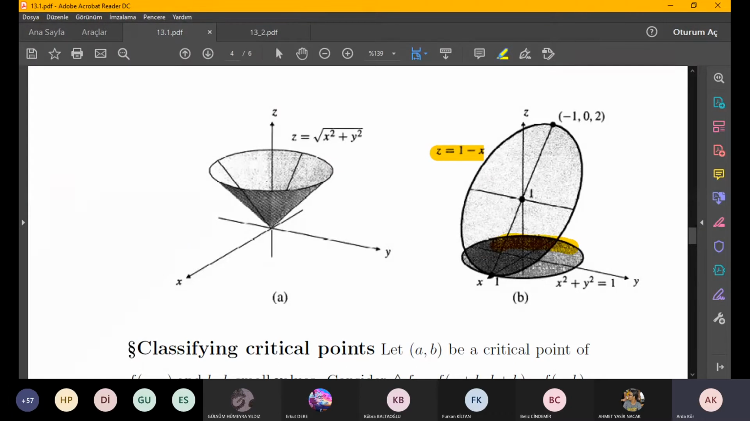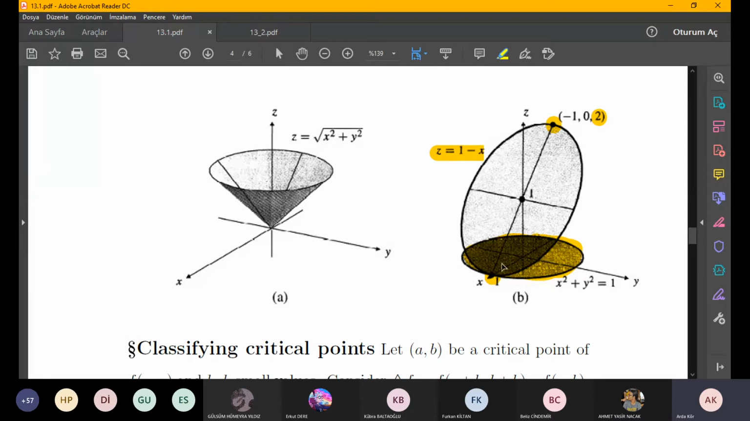But if you just restrict the domain of 1 minus x on that closed disk, which is x squared plus y squared smaller or equal to 1, then as you can see at point (-1,0), the function 1 minus x gets its maximum value, which is 1 minus (-1), which is 2, and at point (0,0) at the origin, it gets its minimum value, which is 1 minus 0, which is 1.